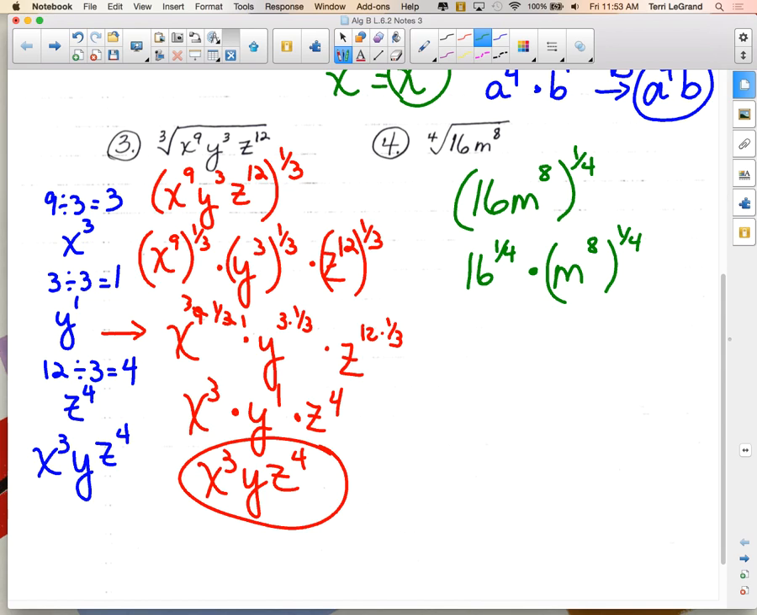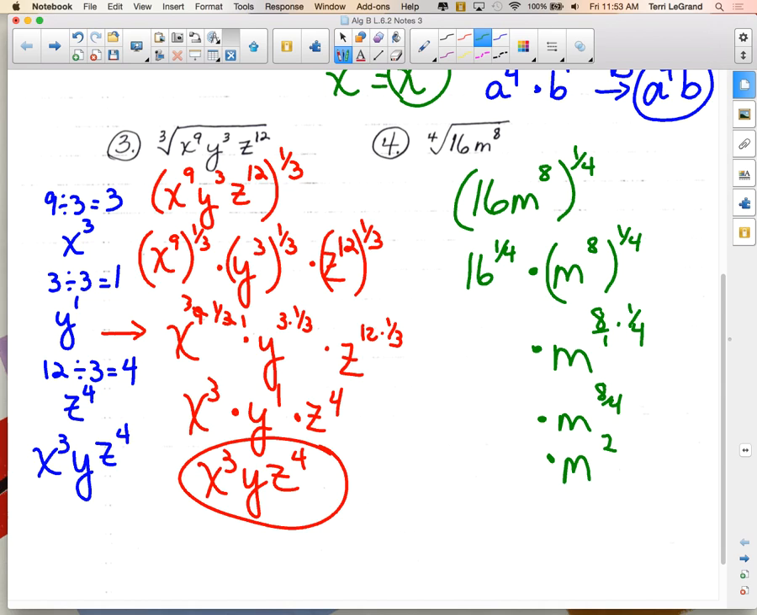And then, Noah? Then we would change m to the power of 8 so it would be 8 over 1 and 1 over 4. Okay, so this is going to become m raised to the 8 over 1 times 1 over 4 power. And then that would be 8 over 4, and that would be m to the 8 over 4 power, which would equal m to the second power.